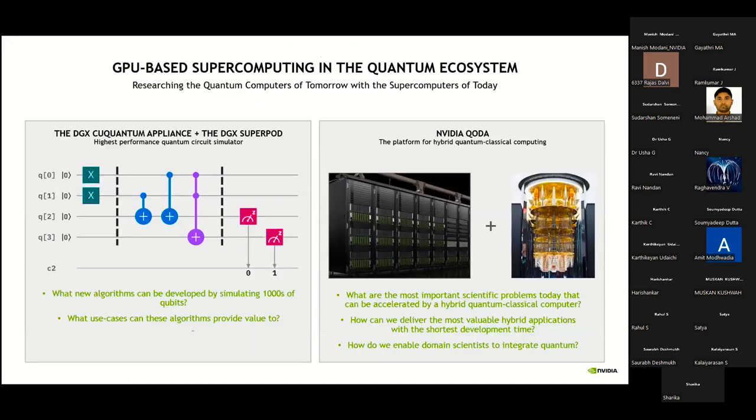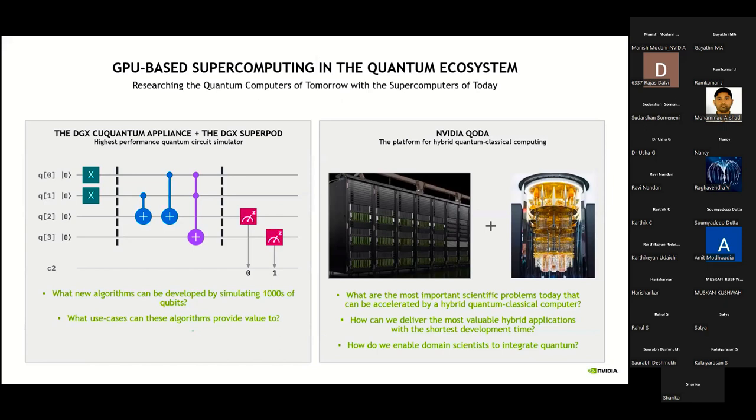Now, where NVIDIA fits into this picture or where we are with this. NVIDIA is offering two things. One is acceleration of simulators. Whatever commonly used simulators there are, those are being accelerated on NVIDIA GPUs. And we are seeing significant speedup. I will share some results based on that.